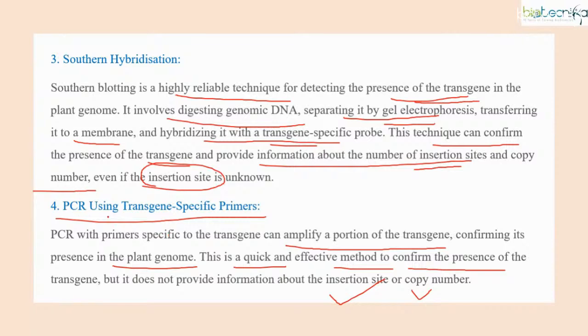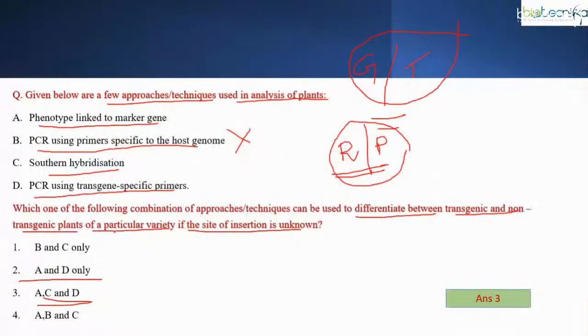So that's why A, C, and D, that is, phenotype linked to marker genes, Southern hybridization, and PCR using transgene-specific primer, will be the correct answer over here. Okay.